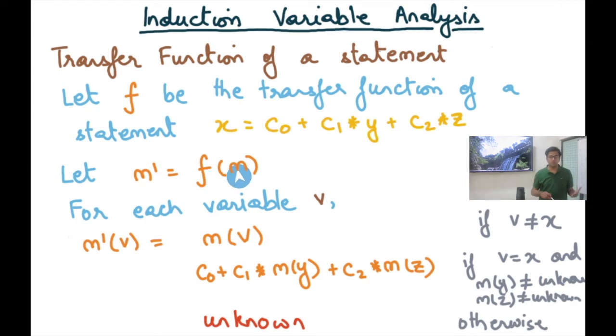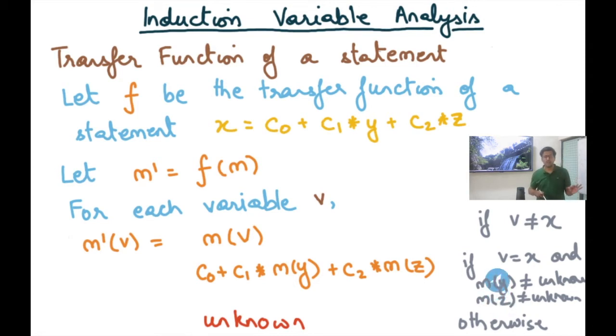The function takes an input map m and returns an output map m prime, and we're going to specify what m prime is going to look like in terms of what m looks like. And that's easy. For each variable v in the program, if v is not equal to x, then it remains unchanged, and that's specified by saying m prime v equals m v if v is not equal to x. M prime v equals c0 plus c1 times m y plus c2 times m z, just taking this here and replacing y with m y and z with m z, if v equals x and m y is not equal to unknown and m z is not equal to unknown.